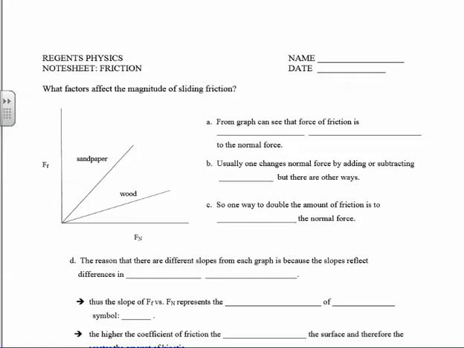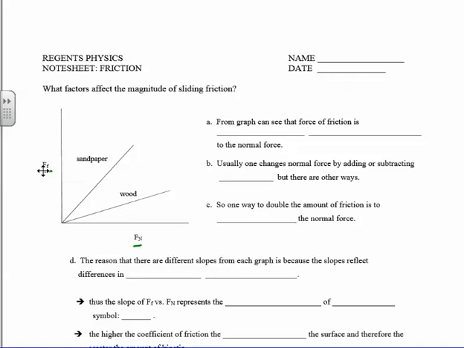Alright, so we're going to start off by reviewing the key graph from the lab, and that is looking at how the force of friction changes or varies with the normal force. We choose the normal force because you can change the normal force without adding or subtracting weight. There are ways of doing that. We'll talk about that in class.